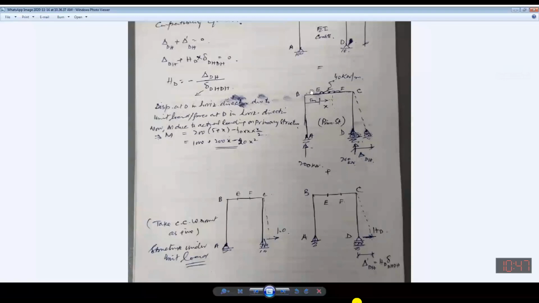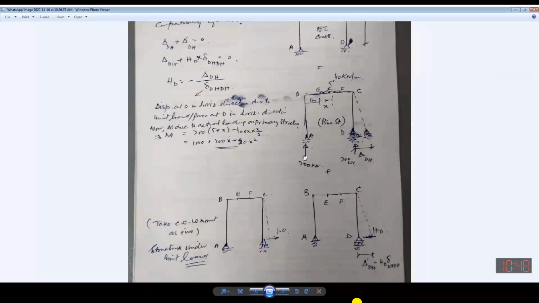Because x is changing, at 1 meter it will be something else, at 2 meters something else, at 5 something else. So the first one is 0, the second one BE is 200 into 5. Now I see that under the effect of this force, it is producing sag inward. In general, conventionally, if the sag is inward, then it is taken to be positive. So we see what is written over there.